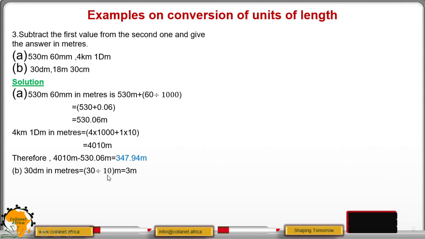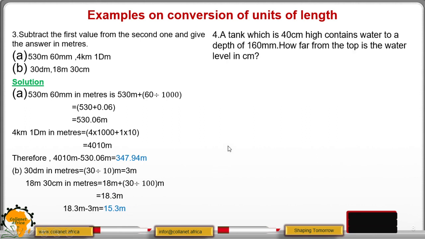Then the second one, again, you have to convert it into meters. Decimeters into meters, you divide by 10, you get 3 meters. Then the second one, it is 18 meters. The centimeters, again, you divide by 100 to get meters. You get that it will be 18 plus 0.3, when you divide 30 by 100, you get 0.3. You get that its value is 18.3. So again, you subtract 18.3 minus 3 meters, you get 15.3 meters.